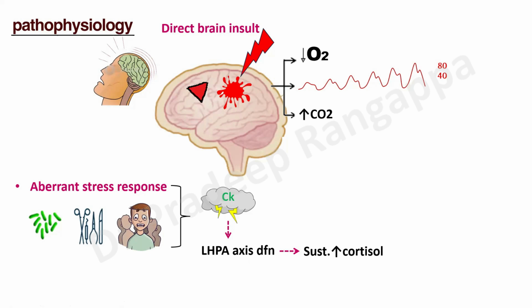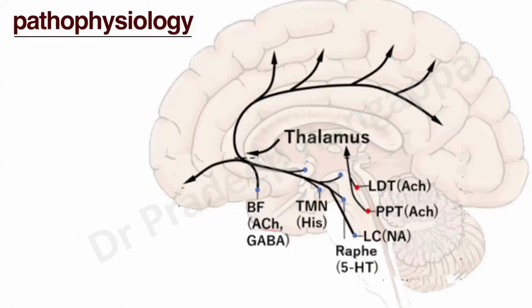So limbic, hypothalamic, pituitary adrenal axis dysfunction leading to sustained increase in the cortisol leads to a lot of chemical changes within the brain, which I'll show you. There's a beautiful review article that came in Nature, which elucidates in a very elaborate way all the molecular changes, but I have tried to simplify it and give you the salient aspects as to what are the molecular changes that happen in the brain.